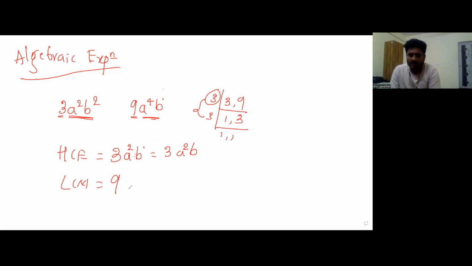For LCM, we have to write all the alphabets we have. We have only A and B. What is the highest power of A? 4. What is the highest power of B? 2. So your LCM will be 9a raised to 4 into b raised to 2.